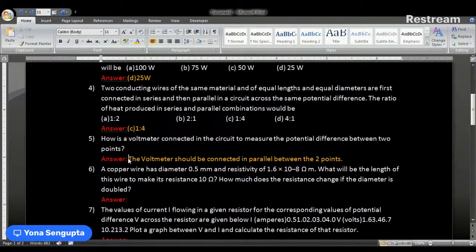Okay, next question comes that a copper wire has diameter of 0.5 millimeter and resistivity of 1.6 into 10 to the power minus 8 ohm meter. So what will be the length of this wire to make the resistance 10 ohm, and how much does the resistance change if the diameter is doubled?